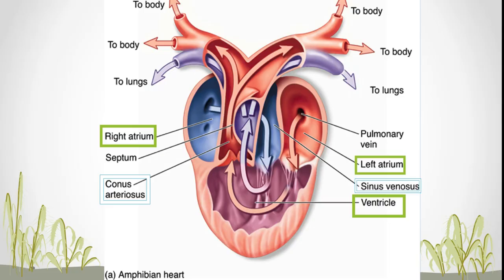And then the most important words that I want you to know are the ones that are in boxes: the right atrium, left atrium, ventricle, the conus arteriosus, and the sinus venosus. Those are going to be that. And then you see the big vessels leading out. You can draw arrows if you want. Depends on how artistic you would like to get.